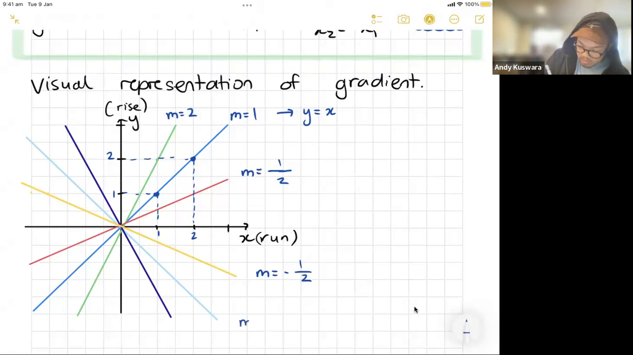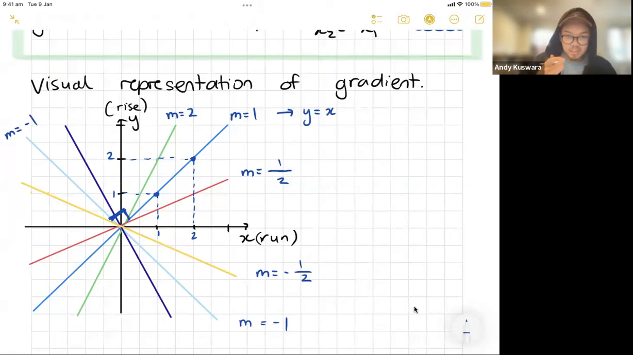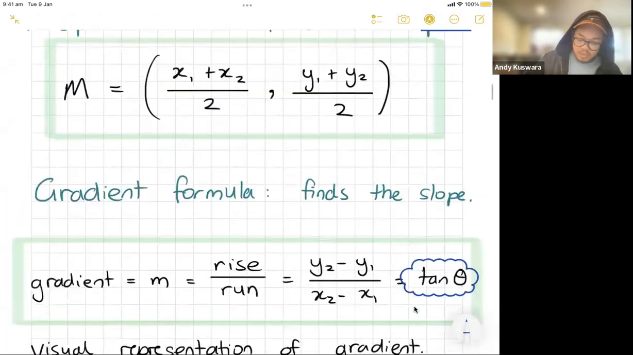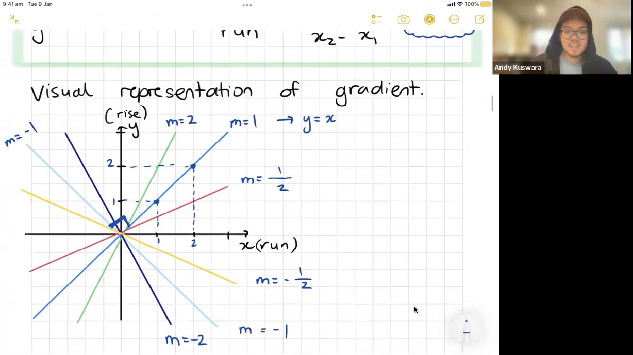This light blue line will actually be m equals -1. You'll note here that it's 90 degrees with the m equals 1, so they're kind of like opposites of each other. Then you'll also have this one here, -2. And of course, if I go steeper, hopefully you get an idea. That's your visual representation of what the gradient is and how steep it is.